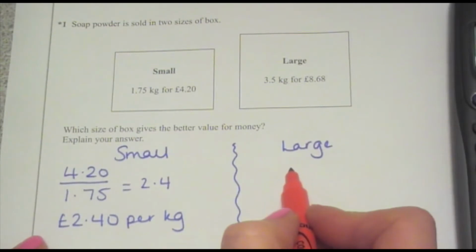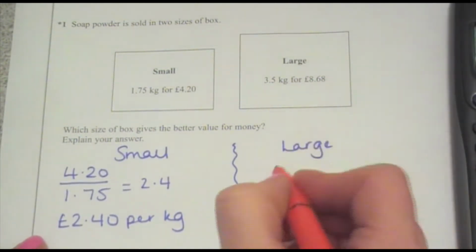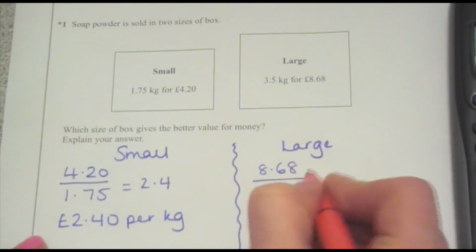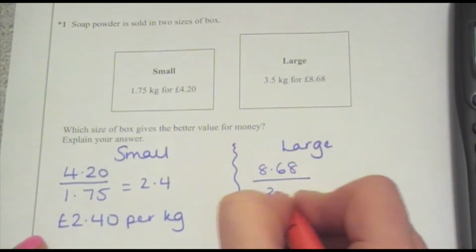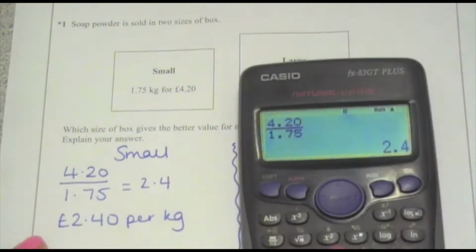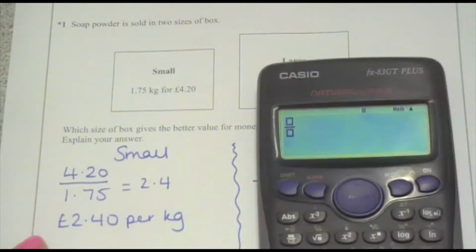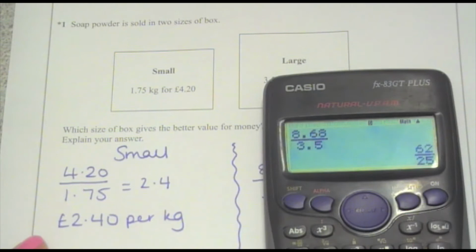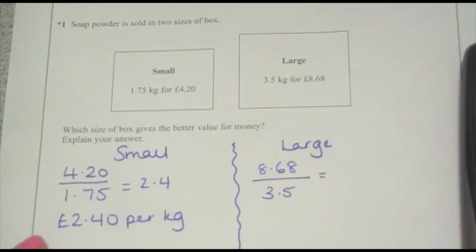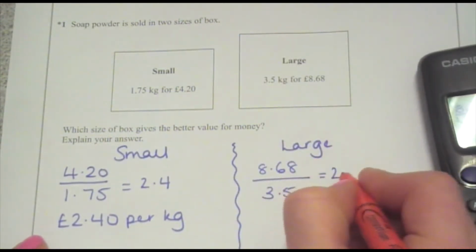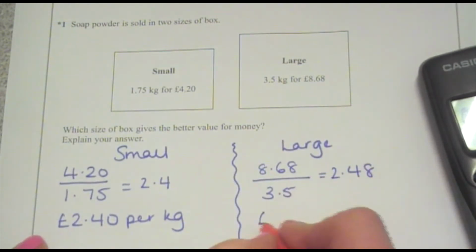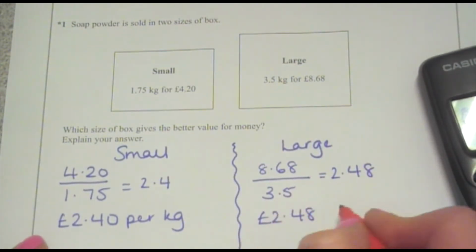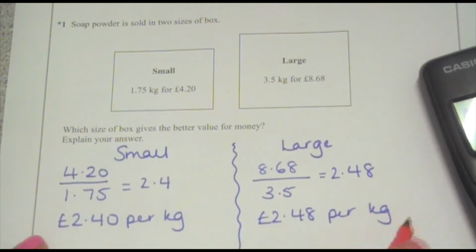For the large box, I'm going to do the same workings, so I need to do the price, so £8.68, divided by the weight, which is 3.5. Again, I do that on my calculator, so I need to do 8.68 divided by 3.5, and I get the answer 2.48. That means in the large box it is £2.48 per kilogram.